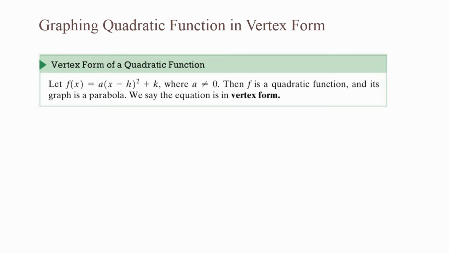Vertex form of a quadratic function. Let f(x) equal a(x - h)^2 + k, where a does not equal 0. Then f is a quadratic function and its graph is a parabola. We say the equation is in vertex form.